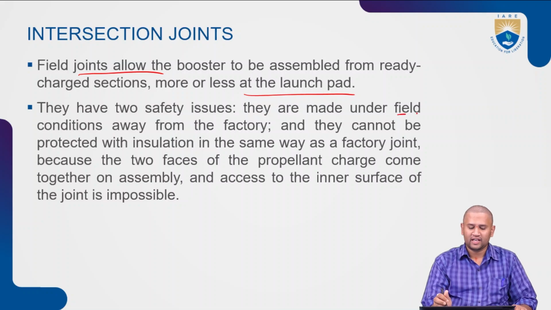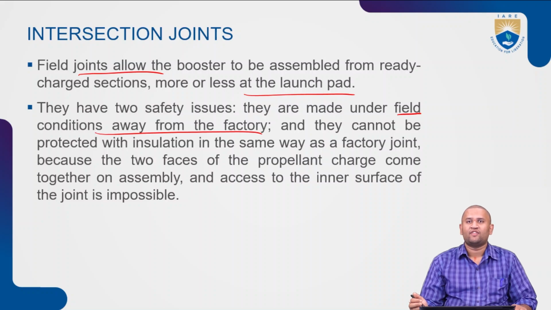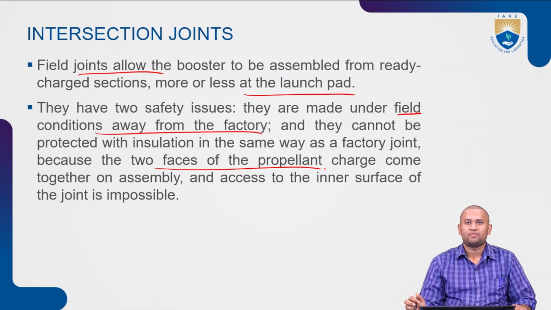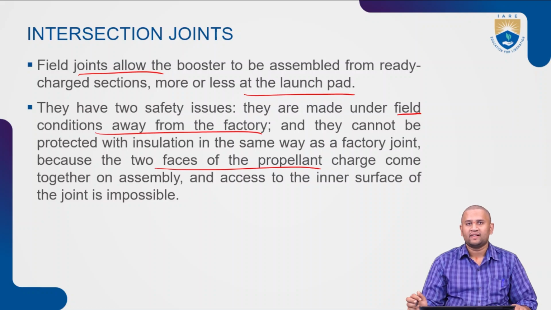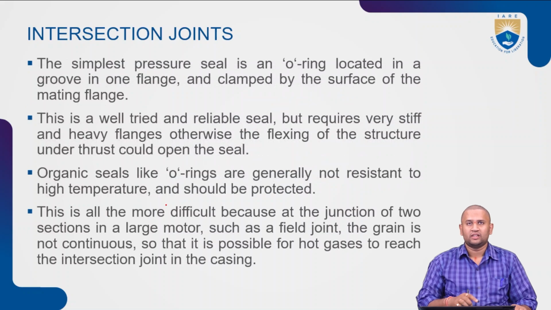They are made under field conditions that are away from the factory and cannot be protected with insulation in the same way as a factory joint, because the two faces of a propellant charge come together on assembly and access to the inner surface of the joint is impossible.